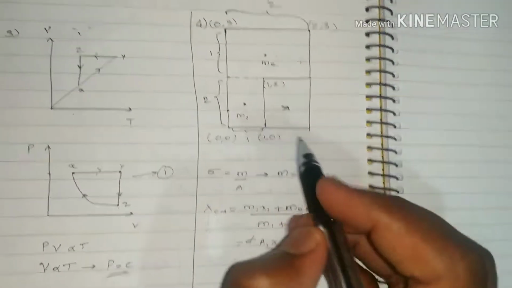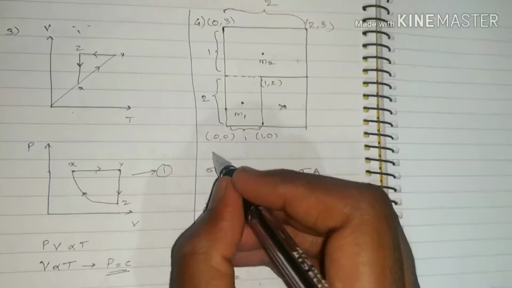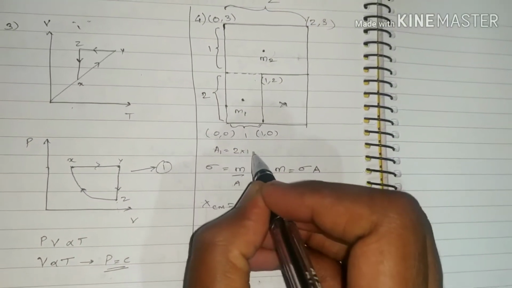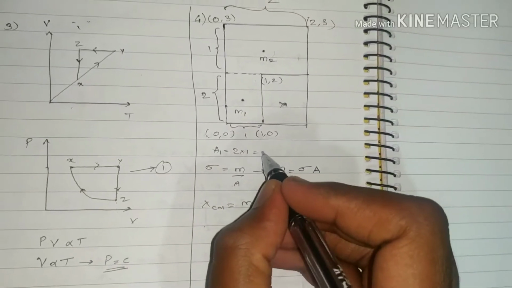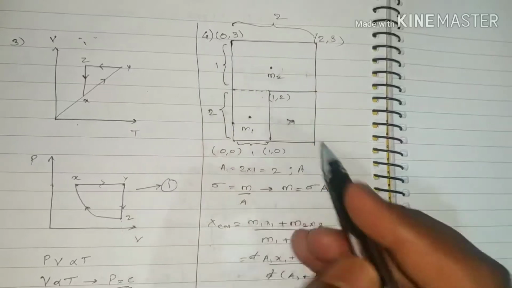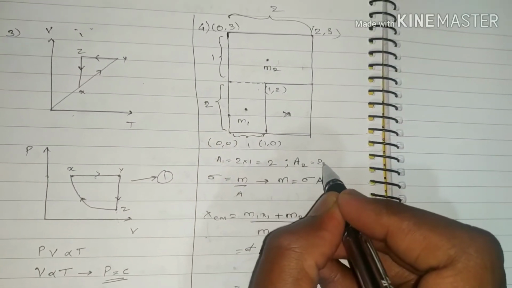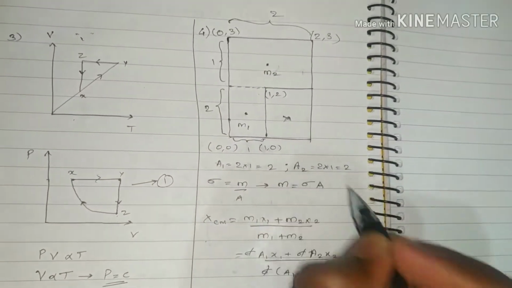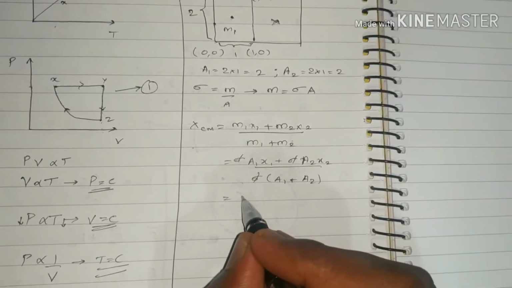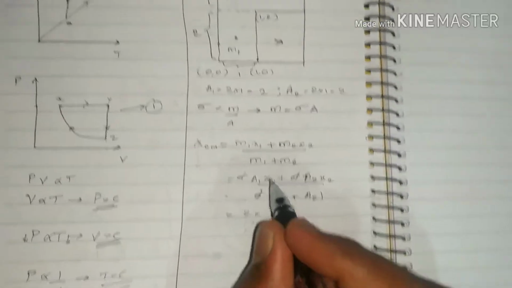First area is nothing but, I shall write the value of first area. a1 can be written as 2 multiplied by 1, and that will be equal to 2. Similarly, a2 can be written as again 2 multiplied by 1. Fortunately, a1 and a2 both are same, both are 2. So a1 can be written as 2 multiplied by x1.